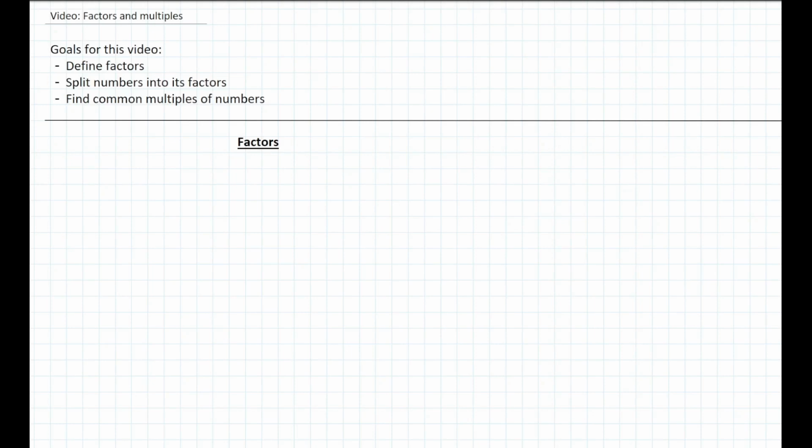The goals for this video are to be able to define what factors are, to split numbers into their factors, and to find common multiples of numbers. Alright, let's start with factors.